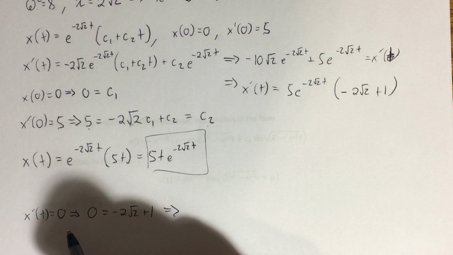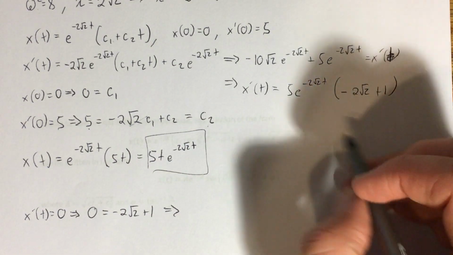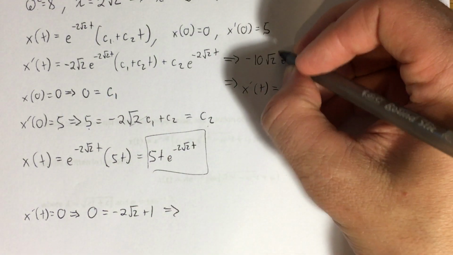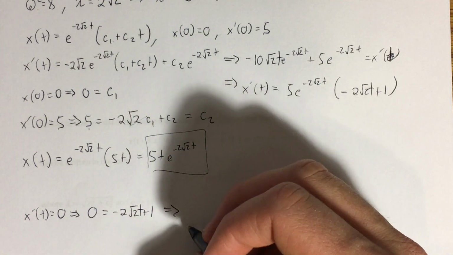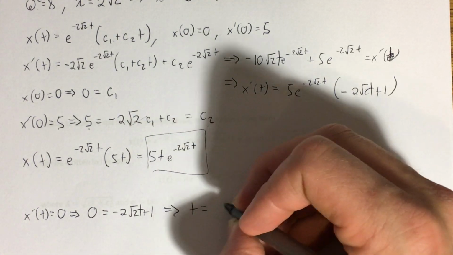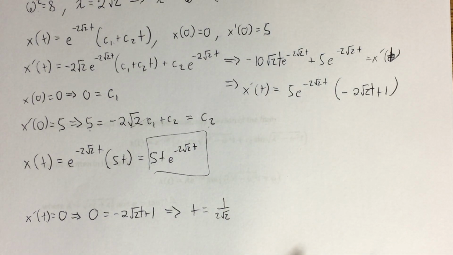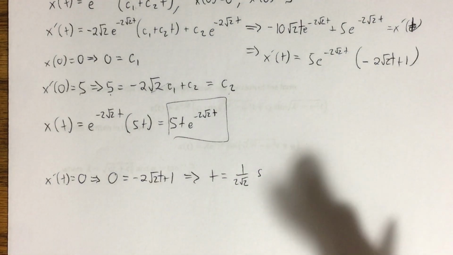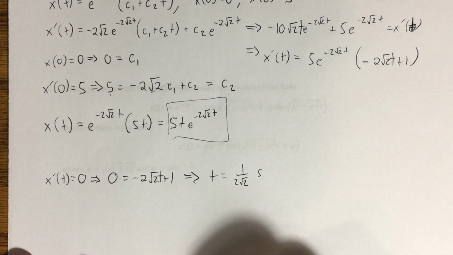0 equals negative 2 root 2 t plus 1, which implies that, am I missing a t in there? I was supposed to put a t in there somewhere. Yes, I forgot to put that t in there. This implies that t is equal to 1 over 2 root 2. Okay? So that would be the time, measured in seconds, at which our displacement is maximized. We reach that extreme displacement.